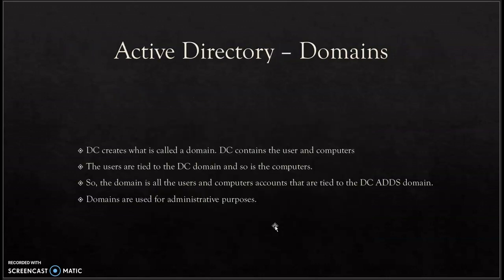So Active Directory domains. The domain controller creates what is called a domain. Domain controller contains the users and computers. The users are tied to the domain controller domain, so are the computers. So the domain is all the users and the computer accounts that are tied to the domain controller. Active Directory directory services domains are used for administrative purposes.